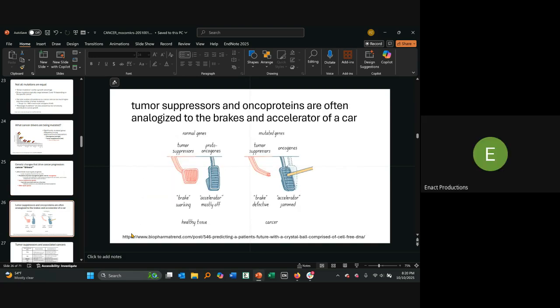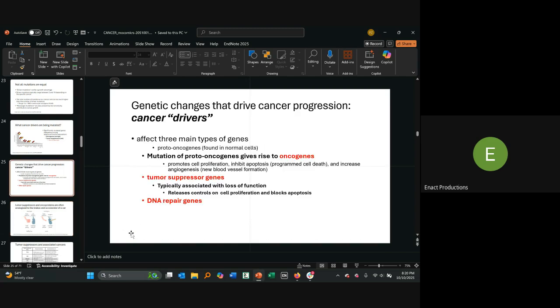Let's take a pause. If you could go back to that last slide. Anushka, are you with us? Are you able to talk? Yeah, I'm here. Okay. Do you know the difference between proto-oncogene and oncogene?